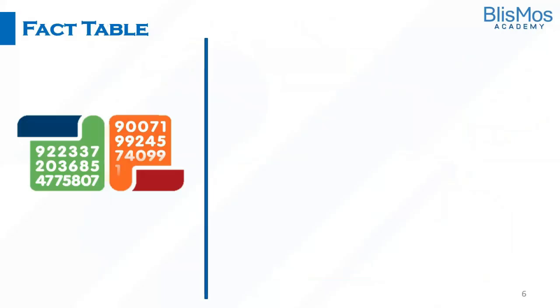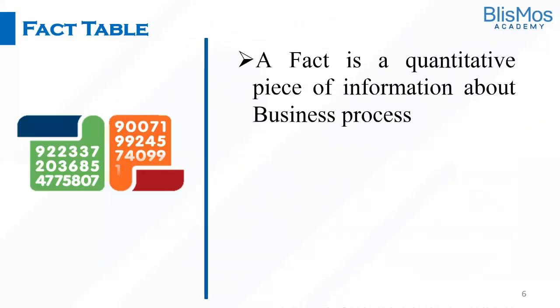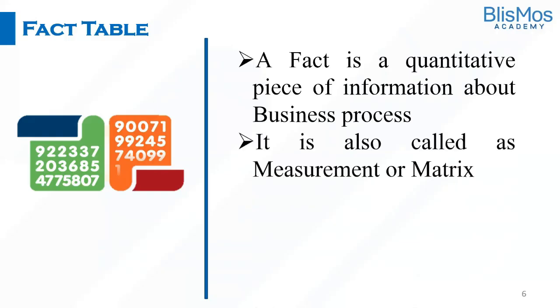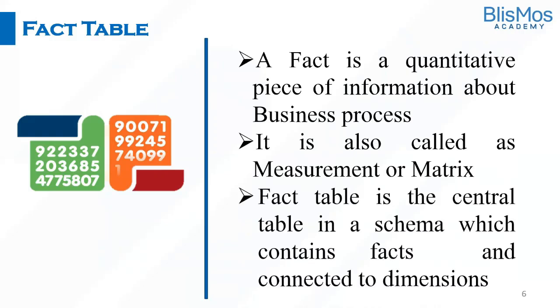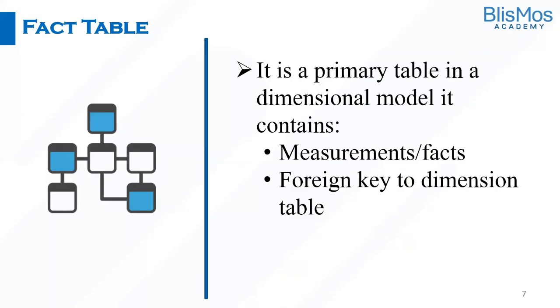So what is a fact table? A fact is a quantitative piece of information about business processes. We can also call it a measurement or a metric. The fact table is the central table in a schema and is connected to the dimensions. It is the primary table in a dimensional model. It contains the measurements or facts, and also a foreign key to the dimension table. Otherwise, how can we connect the two tables, right?